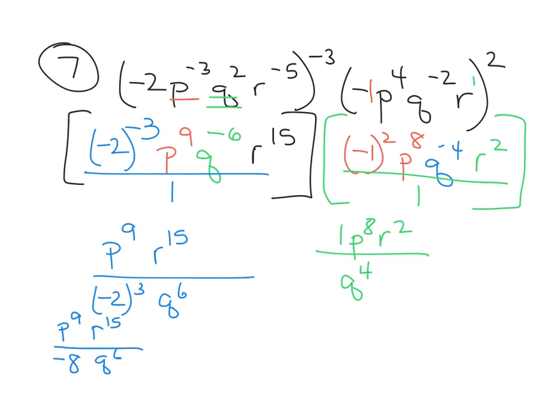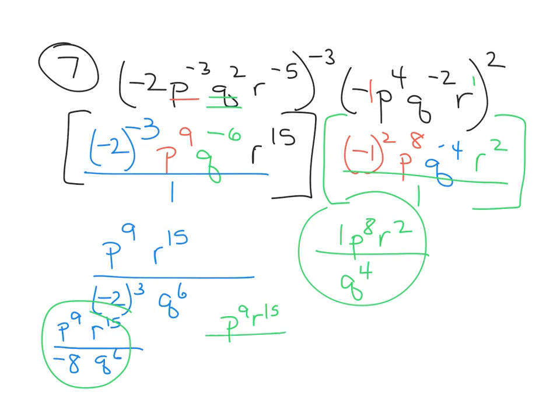All right, so right now you got to think about where are you at. So down here on the left-hand side, p to the 9th, r to the 15th, and negative 8, q to the 6th. And I've got to put those together. Well, what's in between the two parentheses on the top? It's multiplication. So here's where we're at. This problem now becomes p to the 9th, r to the 15th, over negative 8, q to the 6th, times 1 p to the 8th, r to the 2nd, over q to the 4th. I'm totally not done because I've got things that I can put together.